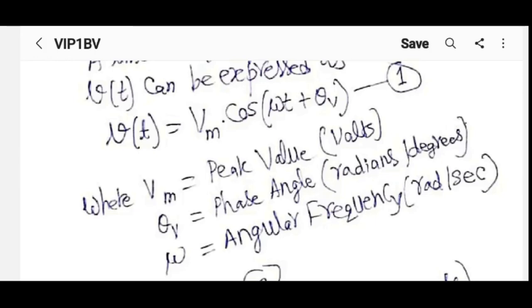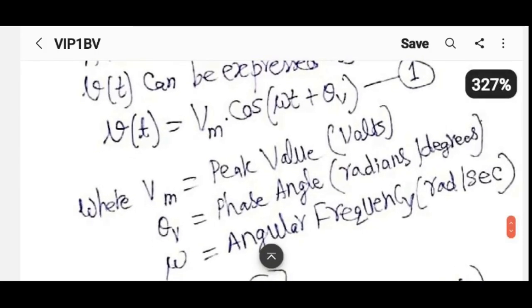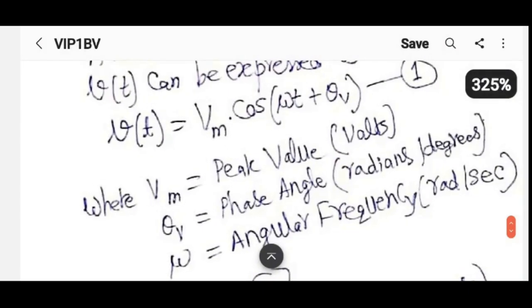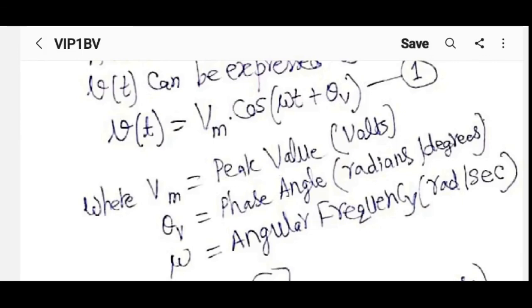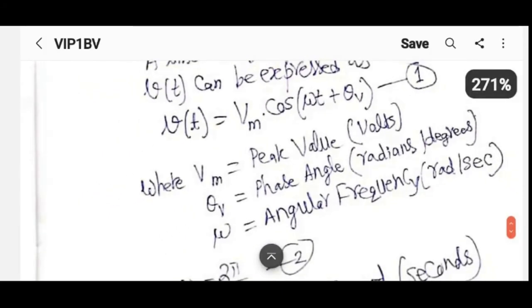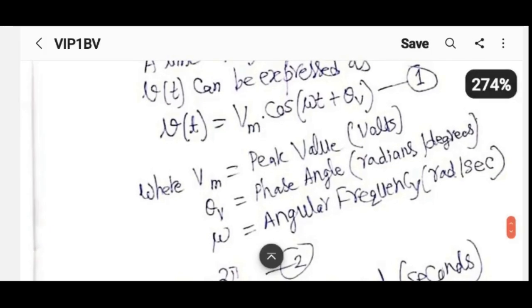In this particular case, suppose theta V is 0. That means the phase angle of the signal is 0. Then the equation would reduce to Vm cos omega t. If theta V is minus pi by 2, I think it would become sine omega t. Double check that. But the point is, this cosine is generic. In reality, you may see a sine function also, depending on theta V value.